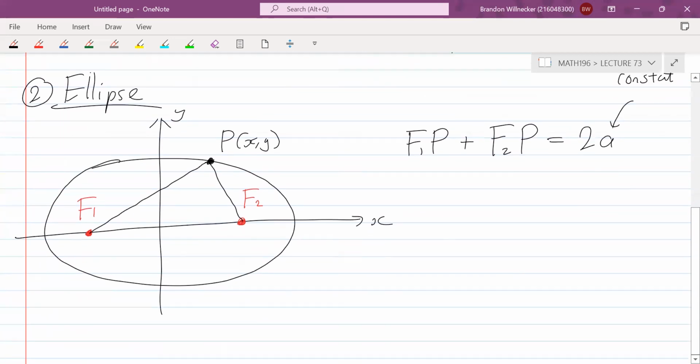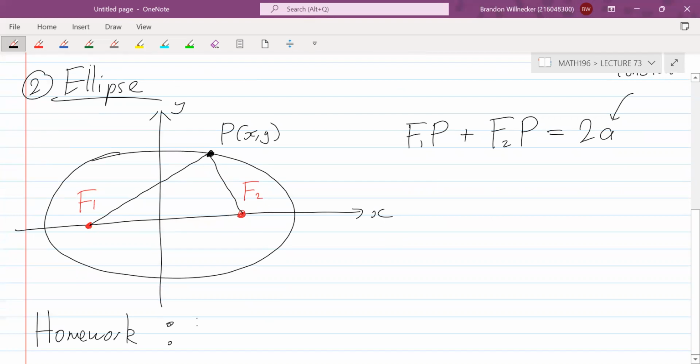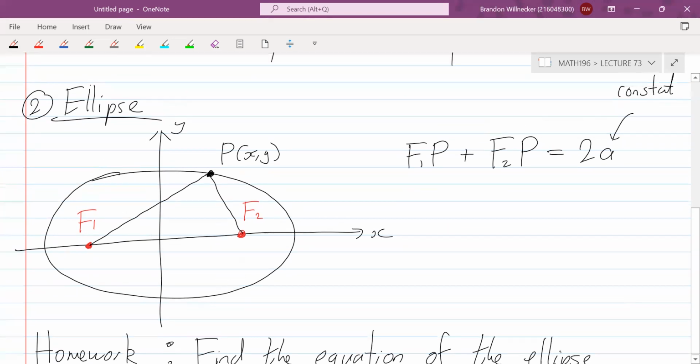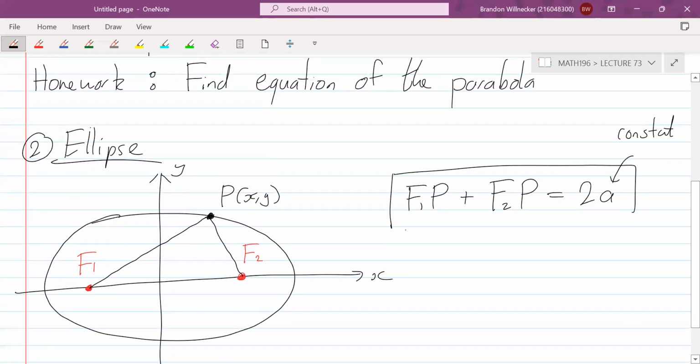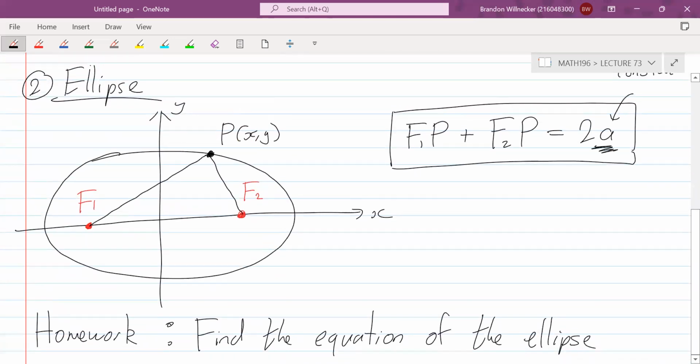So that's also going to be homework. Homework: find the equation of the ellipse, provided we know this sum of the distances there is equal to 2a. Find the equation of the ellipse in terms of this a variable here.